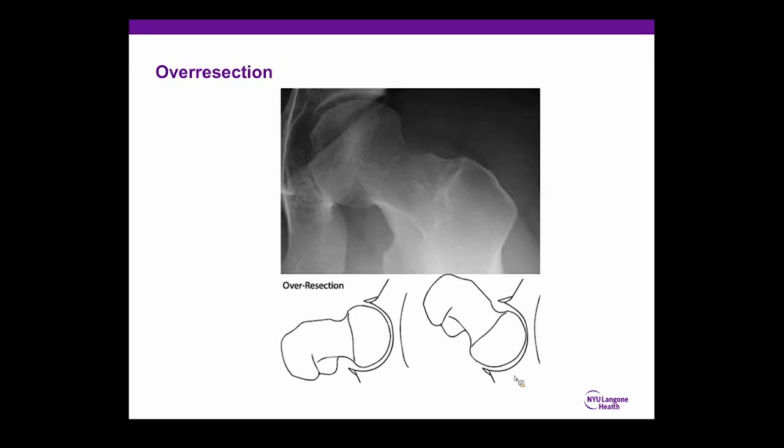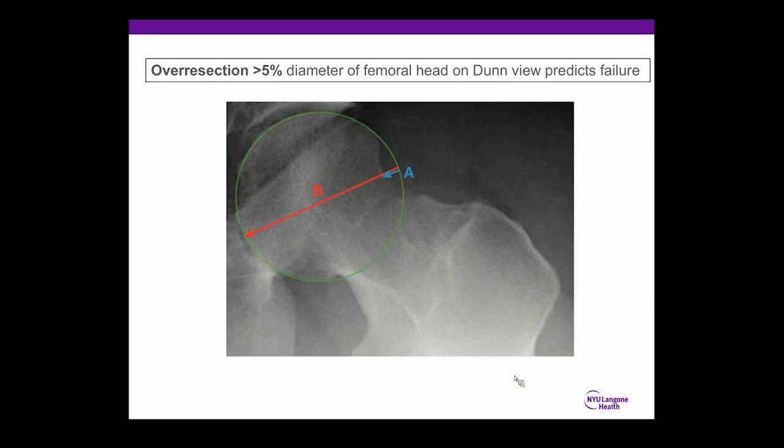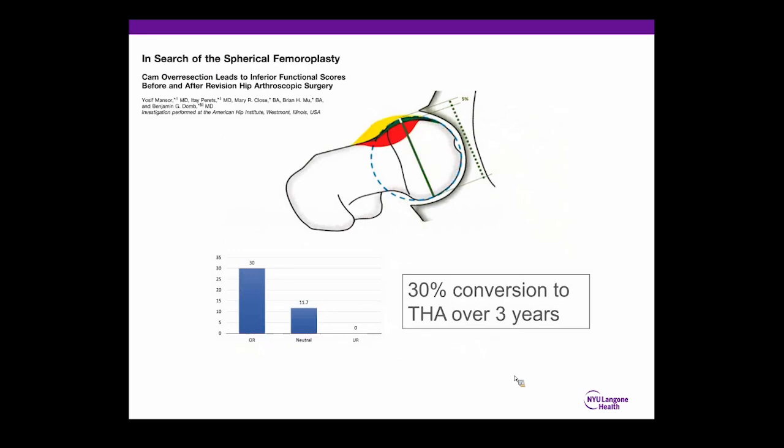So here's a case of under resection. Here's a case of over resection. You see that big apple bite right at that head and neck junction. Really what you want to do is not resect more than 5% of the diameter of the femoral head on the Dunn view, because that predicts failure. A nice study done by Ben Domb looked at patients with over resection, and they found that 30% of them converted to total hips after 3 years.